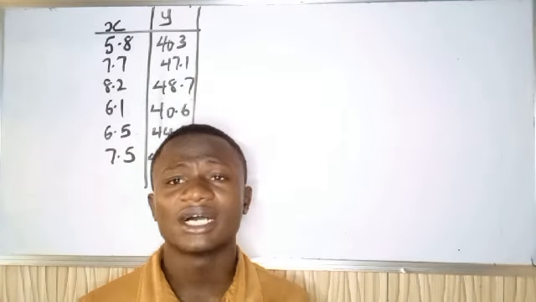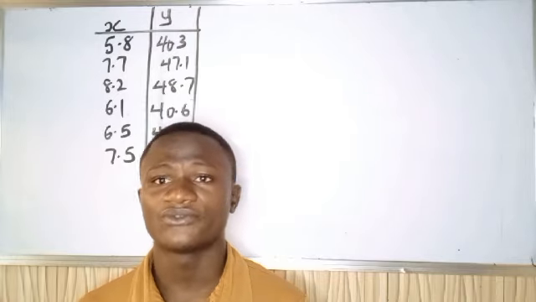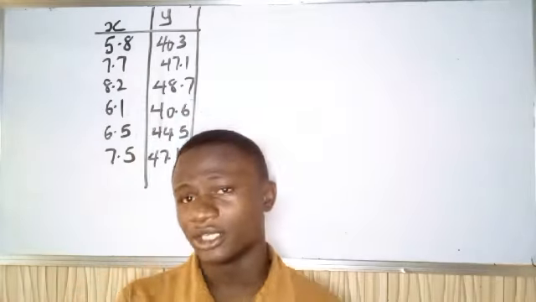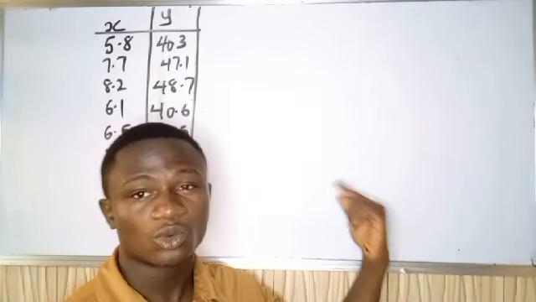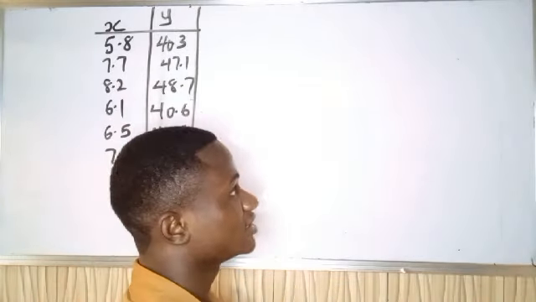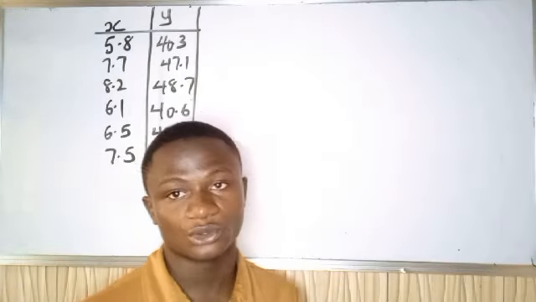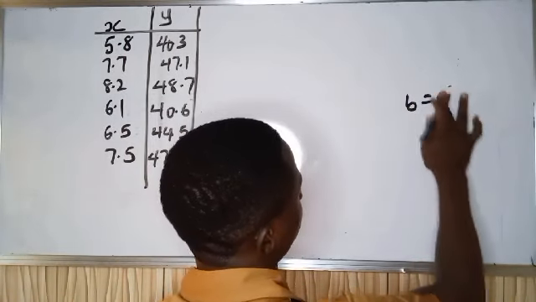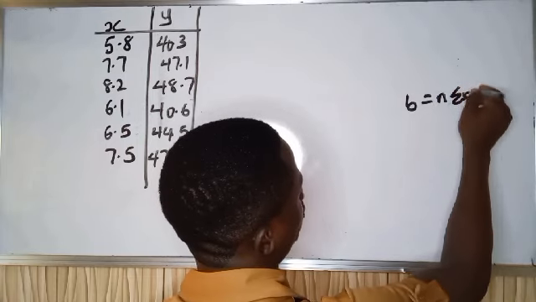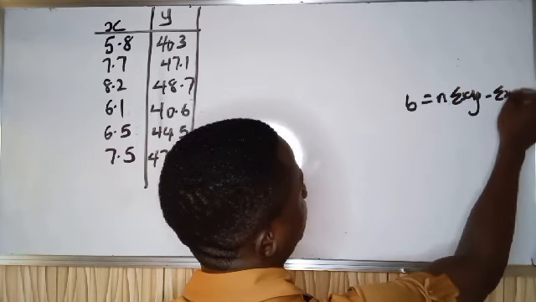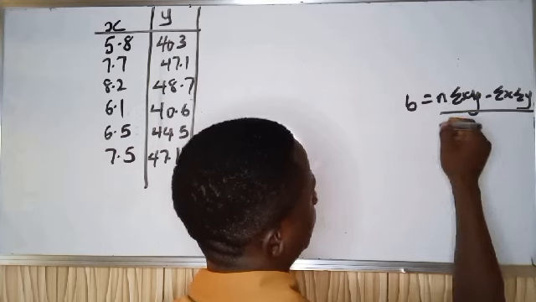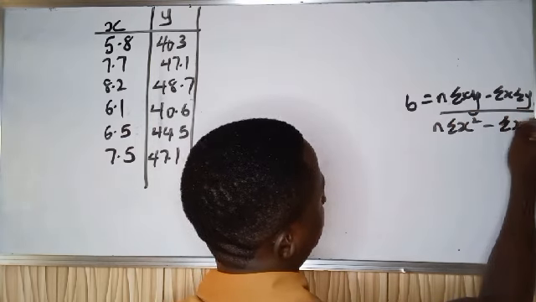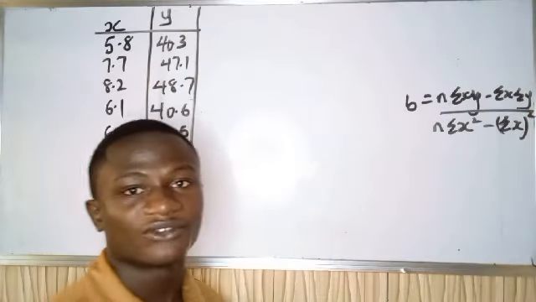So the question goes thus: how am I going to know what to find next? Is it x squared I'm going to find? Is it y squared? Is it xy? You need to write the formula. It is the formula that will direct you on what next to find. Don't forget that I said you can only find b first. So the formula for finding b is b equals n summation xy minus summation x summation y, divided by n summation x squared minus summation x all squared. So this is the formula we are going to be using.